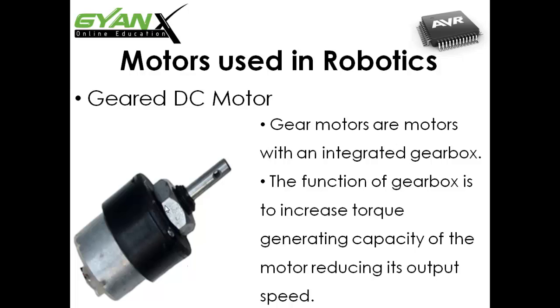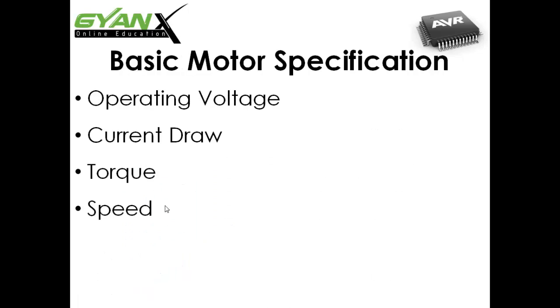The function of a gearbox is to increase the torque generating capacity of the motor by reducing its output speed. Geared motors have a variety of applications. Some of its uses are in wheelchairs, stair wheels, etc. So let's come to the basic motor specifications.